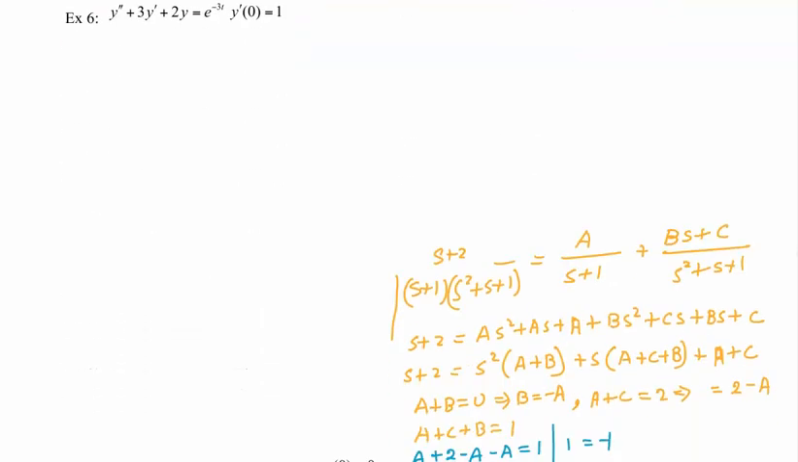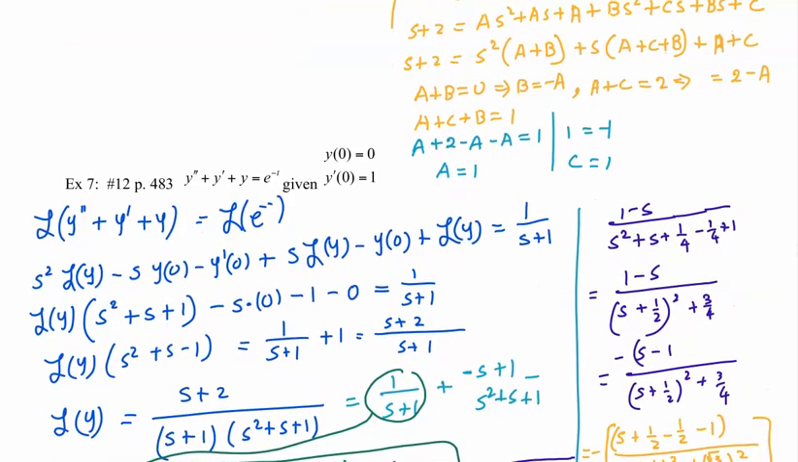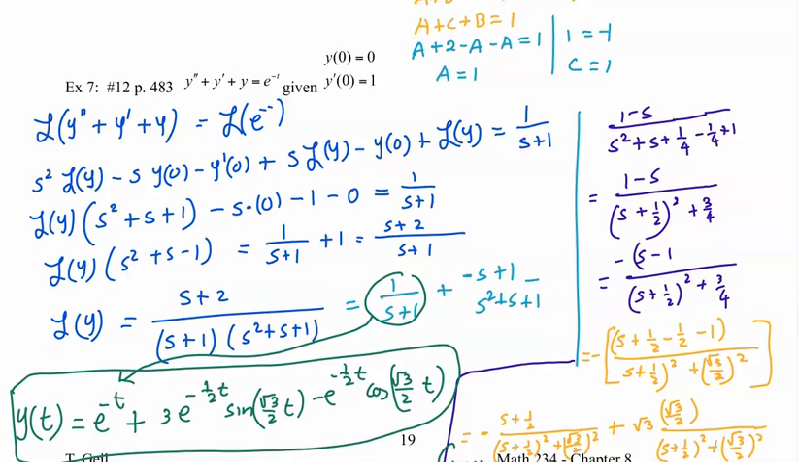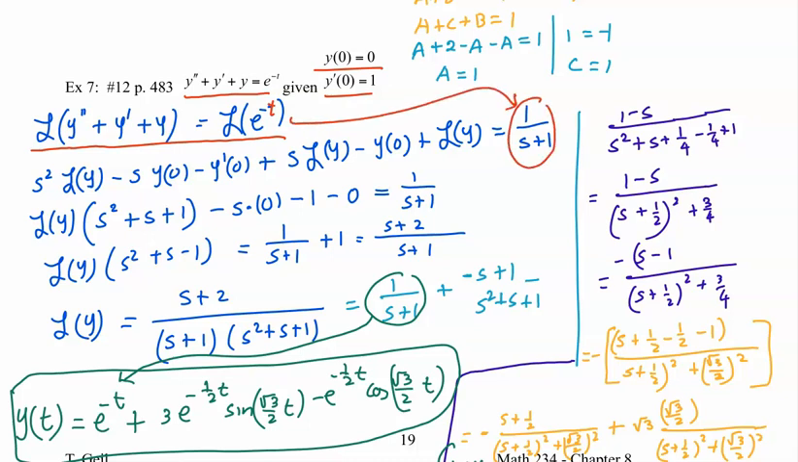I've done one more problem somewhere down here, the very last one. So again, I have this second order differential equation with the initial conditions, right? So I apply Laplace on both sides. When I apply Laplace on both sides, the 1 over s plus 1 is this. And then the Laplace of the second derivative is that. And then the Laplace of the first derivative is that, and then Laplace of y.